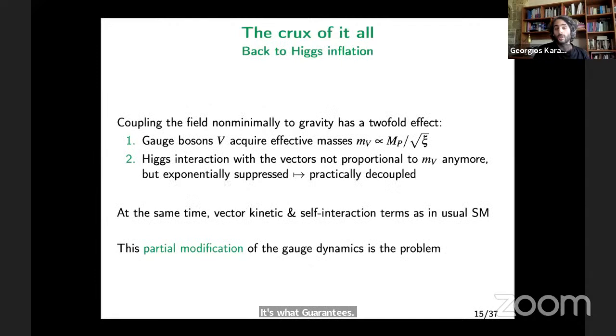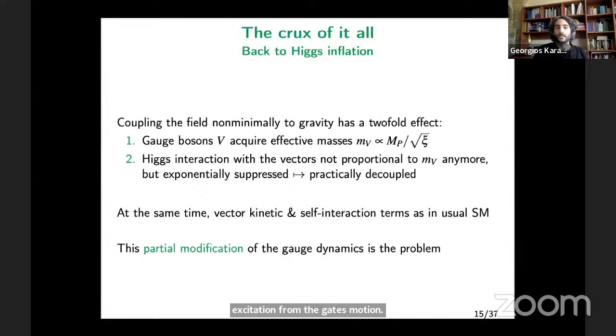Now, back to Higgs inflation. What we did by coupling the field non-minimally to gravity, as I presented before, is that we modified the kinetic term for the field. But apart from that, of course, we also partially altered the gauge boson's dynamics in the following sense. First of all, we gave the vector bosons an effective inflationary mass, which is proportional to m Planck over square root of psi. At the same time, we practically decoupled the Higgs excitation from the gauge bosons, because the interactions turn out to be exponentially suppressed.